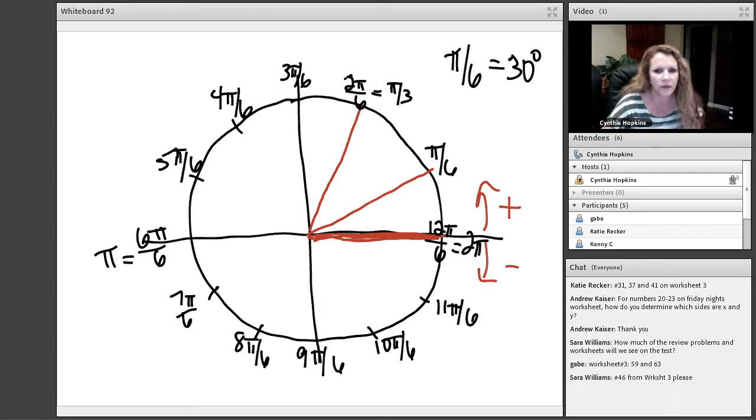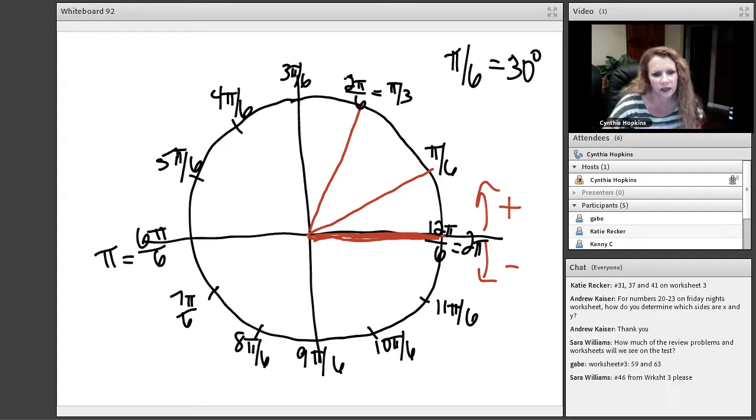Page 2, being able to count in increments of pi over 6, knowing that it's 30 degrees and that you cut a quadrant into 3 equal parts to get a 30-degree increment. You should be able to go in any direction, any multiple of pi over 6, and know where your triangle is.